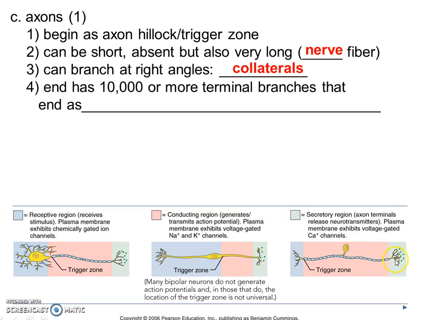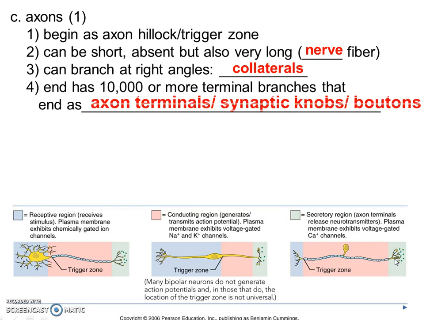At the end of the axon, there are axon terminals, and actually down here we can branch very extensively, 10,000 or more of these little terminal branches. Sometimes axon terminals is the way we refer to them, sometimes synaptic end bulbs, and sometimes boutons.